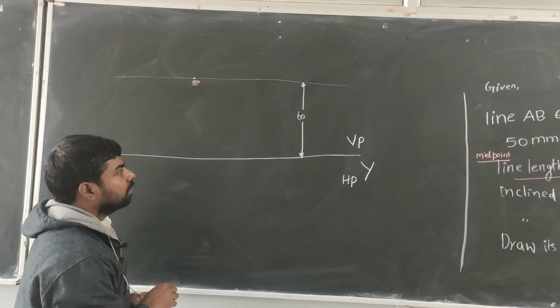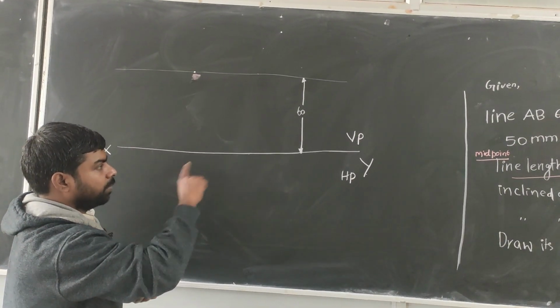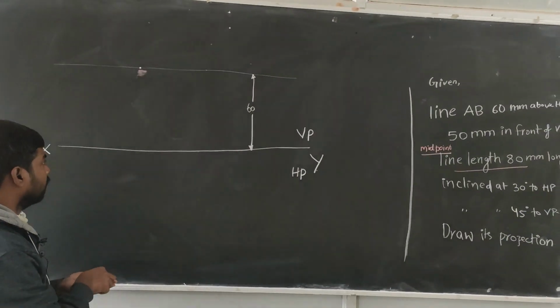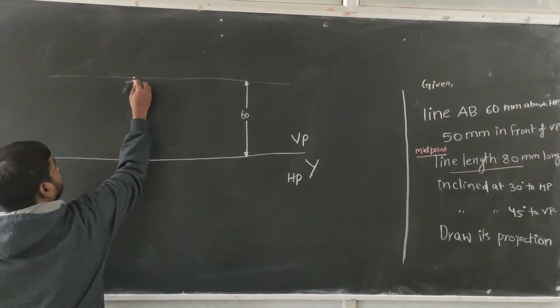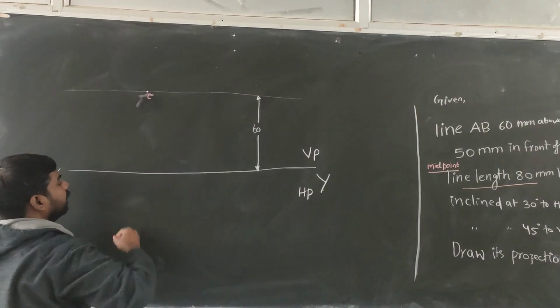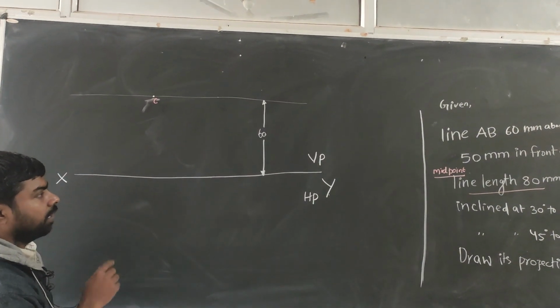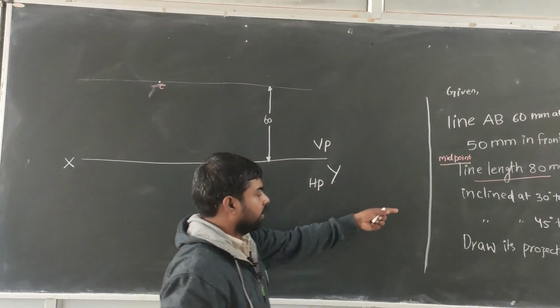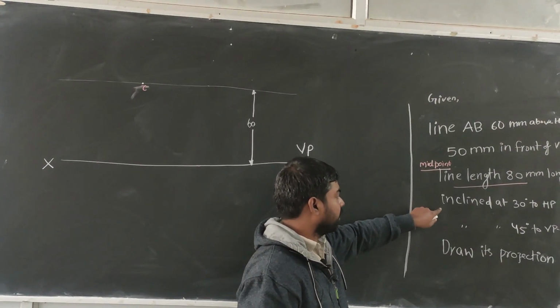Then let me check line AB. So line AB is 60 mm above. Okay. The length of the line is 80 mm. So I cannot give any other things. Simply I can give C as a center point. Okay. Now let me check. It's 60 mm above. The first plane is over. Then the length of the line is 80 mm. Let's go with the second attempt.